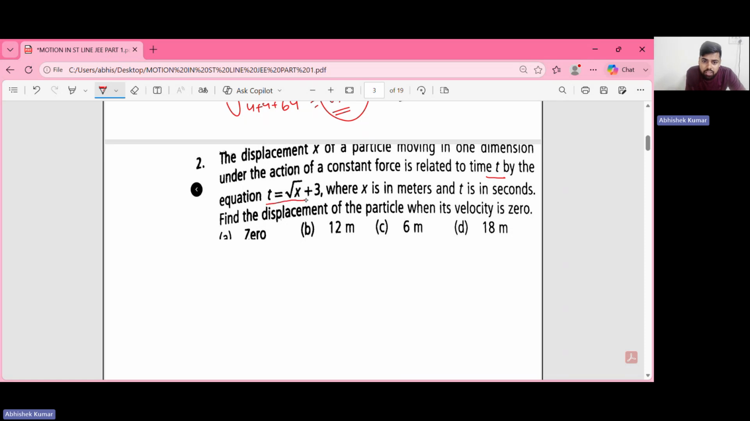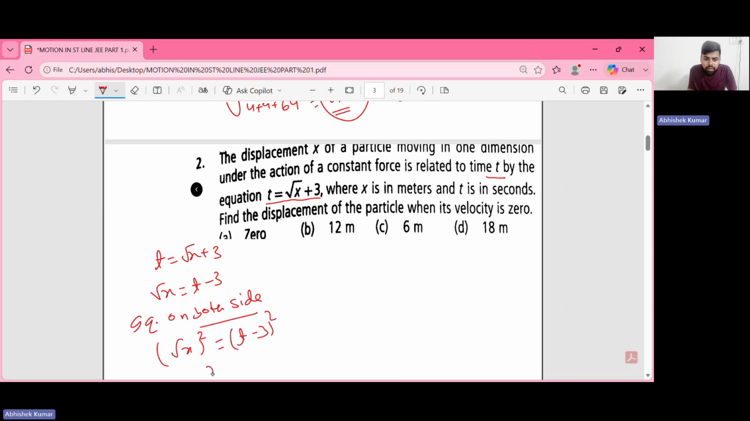They have given t is equal to root under x plus 3, where x is in meters. Convert it into a function of x. From t equal to root x plus 3, root x is equal to t minus 3. Squaring on both sides, root x squared gives x, and t minus 3 whole squared is t squared plus 9 minus 2ab, that is 2 times 3 times t, 6t.